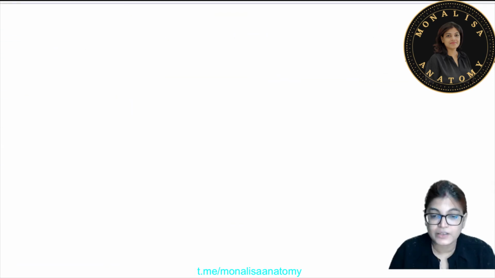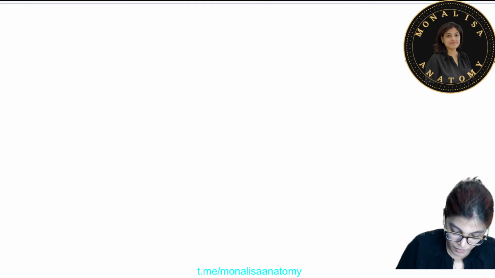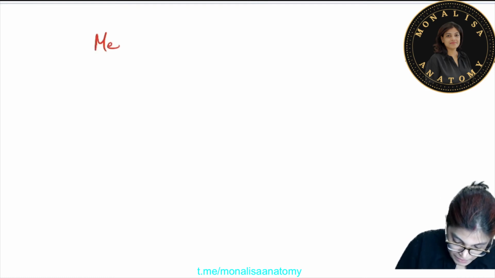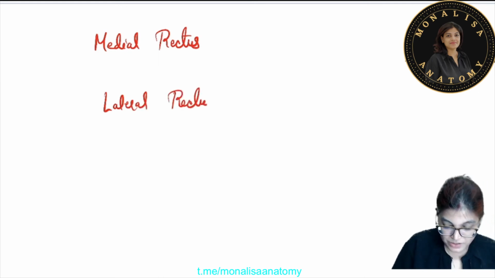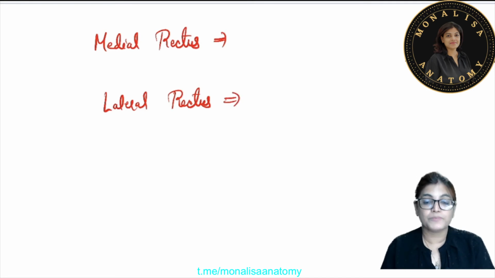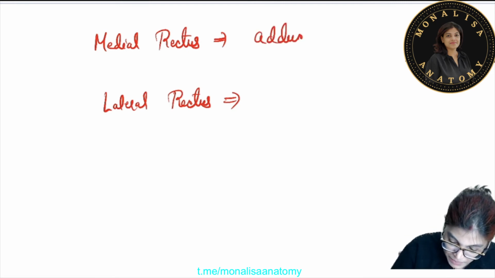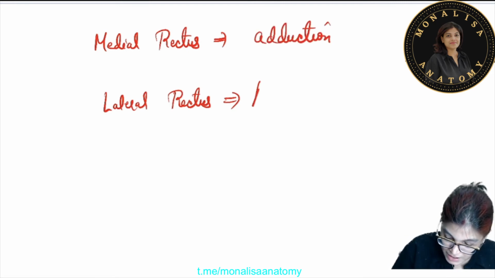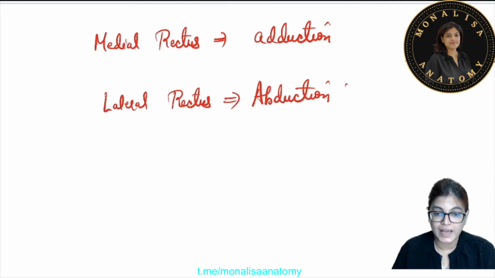Now moving to the individual action of each muscle, and then we will be able to solve this MCQ. Starting with the medial rectus muscle and the lateral rectus muscle. Very easy. Both perform the action according to their names. Medial rectus causes medial rotation, that is adduction, and lateral rectus causes lateral rotation, that is abduction.